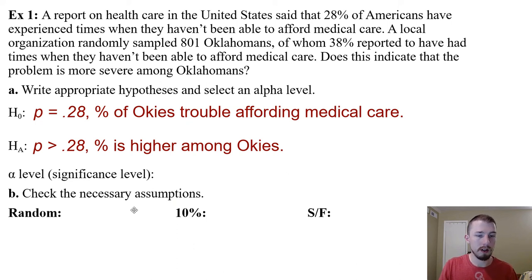Check the necessary assumptions. Was it randomly sampled? Yes, it was. There could be other issues. I mean, how did they select their sampling frame and stuff like that? But from what they tell us, it looks like it's good. It was randomly sampled, so these 801 Oklahomans should be representative of all Oklahomans. That's certainly less than 10% of all Oklahomans, so we're good. Even though we're sampling without replacement, we can override the independence assumption with the 10% condition. Success/failure: 38% of 801 is certainly more than 10 successes and 10 failures.